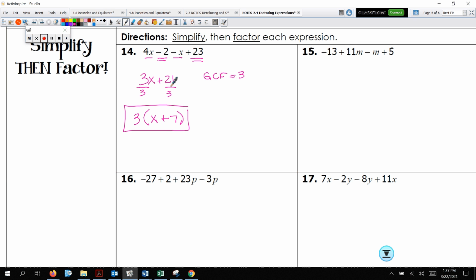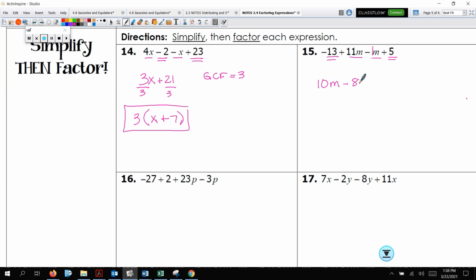All right, let's do another example here. So I have 11m minus m. 11 minus m. Remember, there is a 1 here. So if drawing that 1 helps you make fewer mistakes, then do that. 11 minus 1 is 10, so 10m. And then I have negative 13 and positive 5. Negative 13 plus 5 is negative 8.